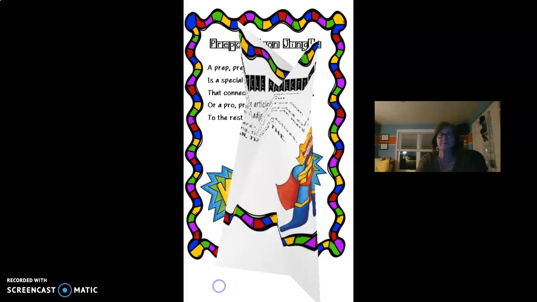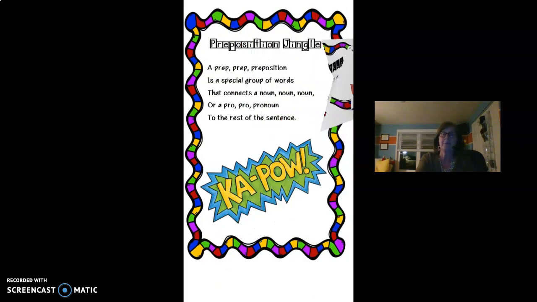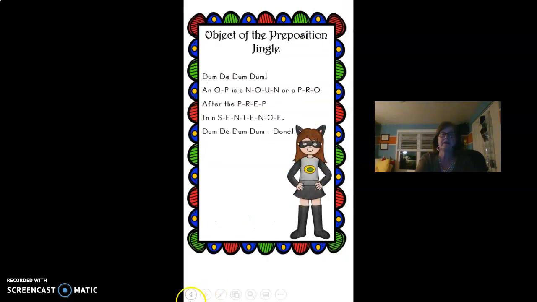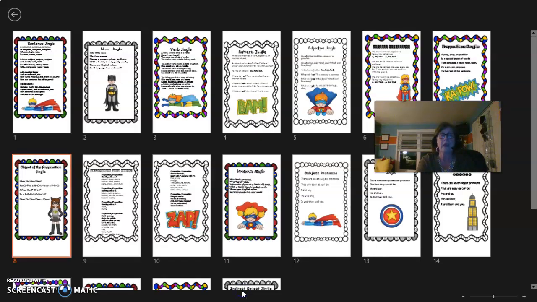A preposition is a special group of words that connects a noun or a pronoun to the rest of the sentence. Sorry about that. An OP is a noun or a pronoun after the preposition in a sentence. In other words, an object of the preposition is a noun or a pronoun after the preposition in a sentence.